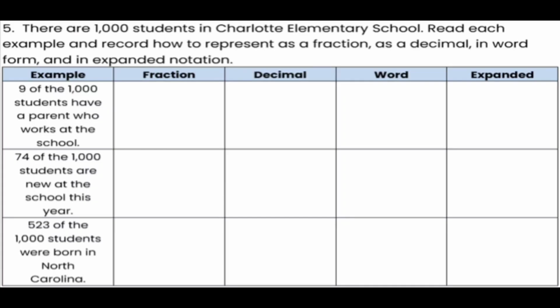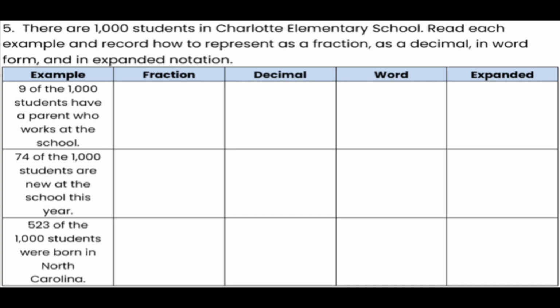Okay. All right, y'all. This last thing I want us to do is this last word problem. There are 1,000 students in Charlotte Elementary School. Read each example and record how to represent it as a fraction, as a decimal, in word form, and in expanded notation. And since I haven't talked about any of this with you guys, I'm going to go over the first one with you, but you're going to do the last two. You're going to fill out the last two rows.